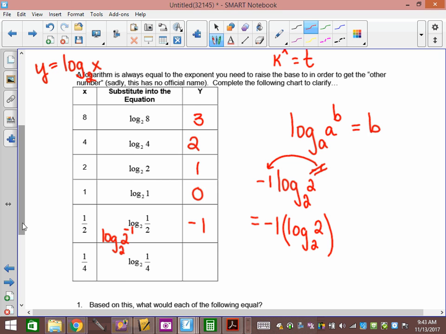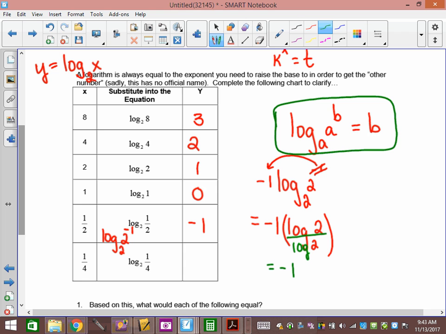And what's log base 2 of 2? It's 1, because it would technically be log 2 divided by log 2, right? So it's just negative 1. So whenever you get this, base to the exponent, your answer is just the exponent. And I would write that down, and the reason why is because of this math here. And this would be negative 2.